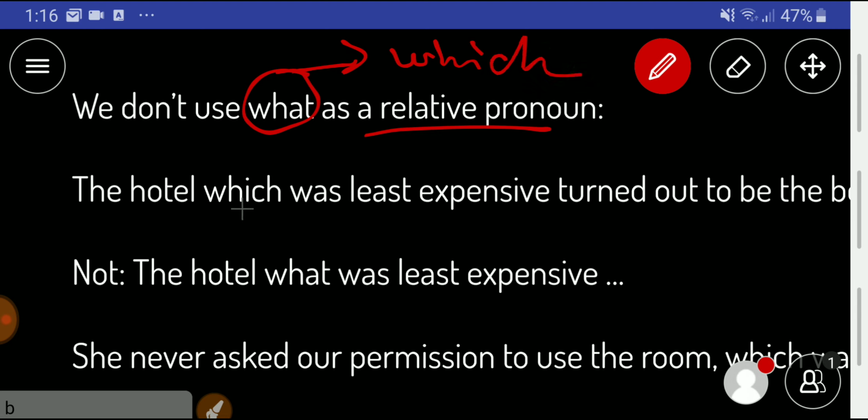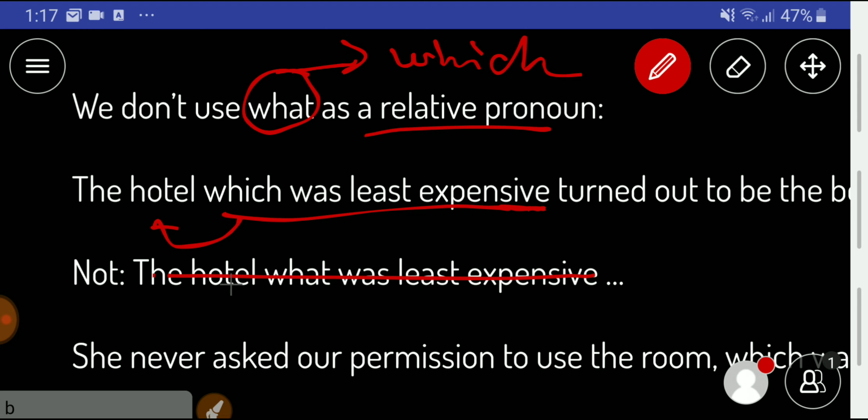The hotel, right, which was least expensive. This which was least expensive is a relative clause, right? And this which is modifying the noun hotel. We can't use what by replacing which, right? The hotel what was least expensive, this is not correct. So we cannot use what as a relative pronoun.